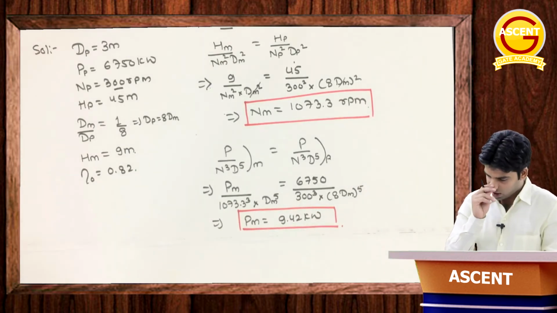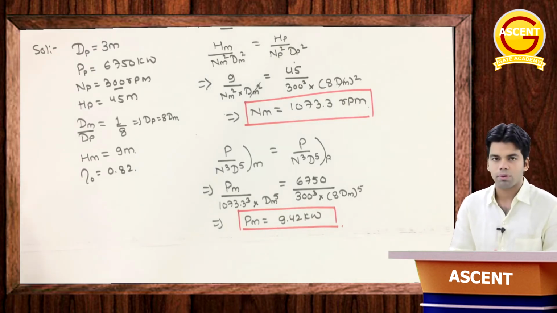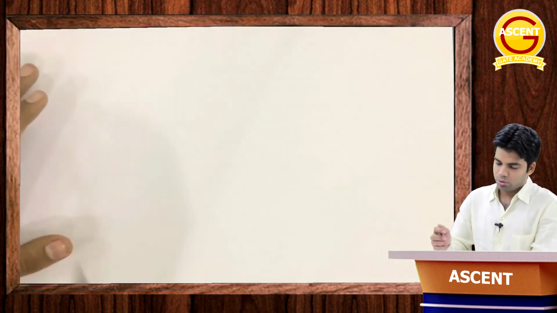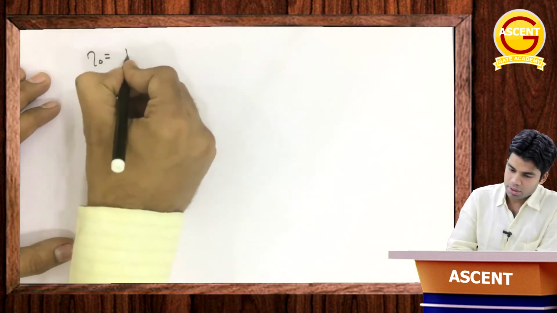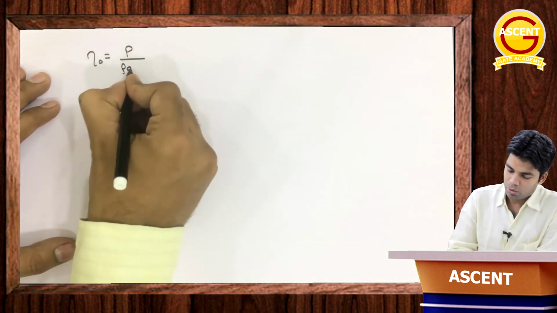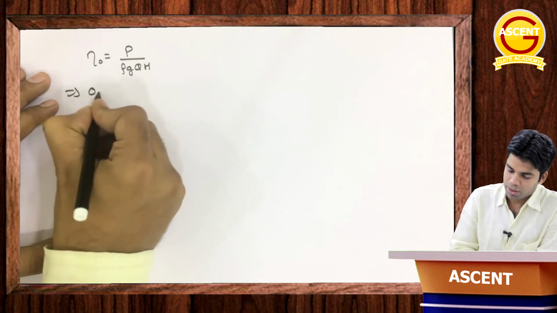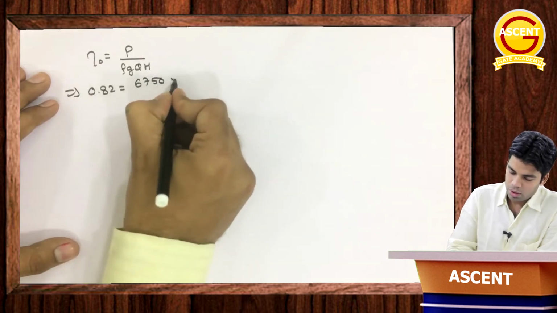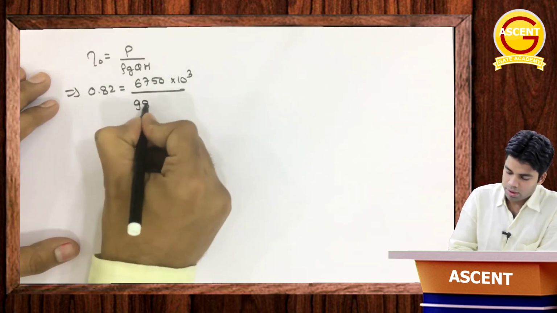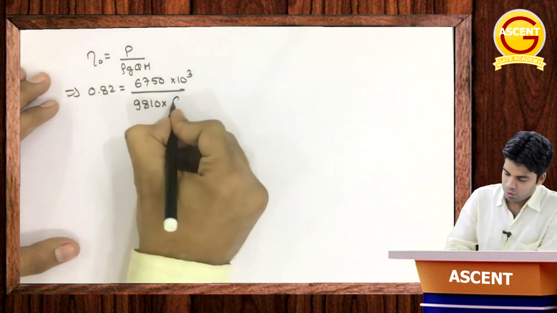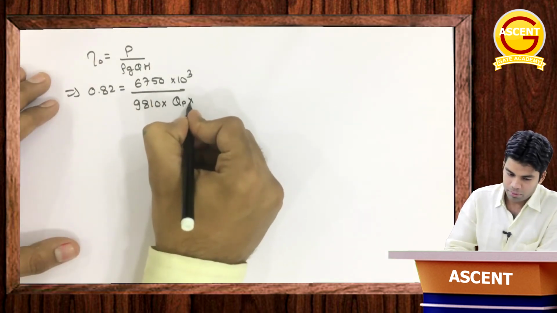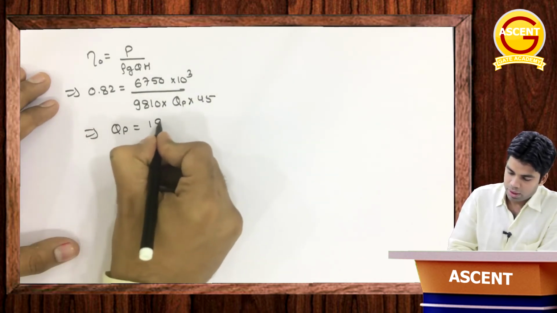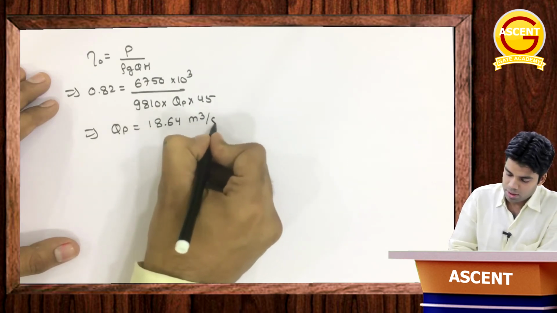Now next is to determine the discharge. For determining the discharge, we don't have the discharge of the prototype. So first thing would be to get the discharge of the prototype, and for that, because we have the overall efficiency, this will be equal to shaft power divided by rho g Q H. So just put the value. Overall efficiency is given as 0.82, shaft power is 6750 kilowatt into 10 to the power 3, divided by rho g, 9810, into Q of the prototype, which we want to determine, into head of the prototype. Head is given as 45 meter. So from here Qp will be equal to 18.64 meter cube per second.